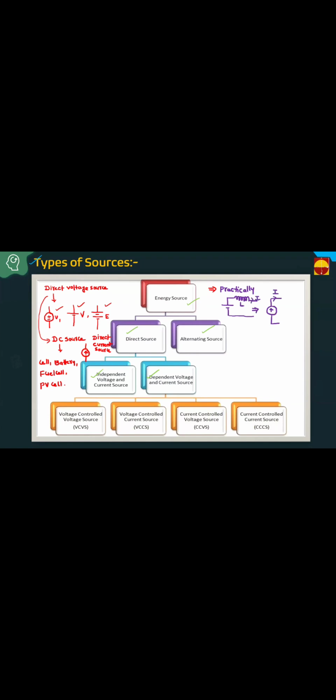Practically only voltage sources are available, but how can we get the current source? Voltage source in series with large inductor is equivalent to current source. These are some examples of voltage sources. Then how to represent the direct voltage source and how to represent the direct current source. How can we get the current source? Voltage source in series with large inductor is equivalent to current source.